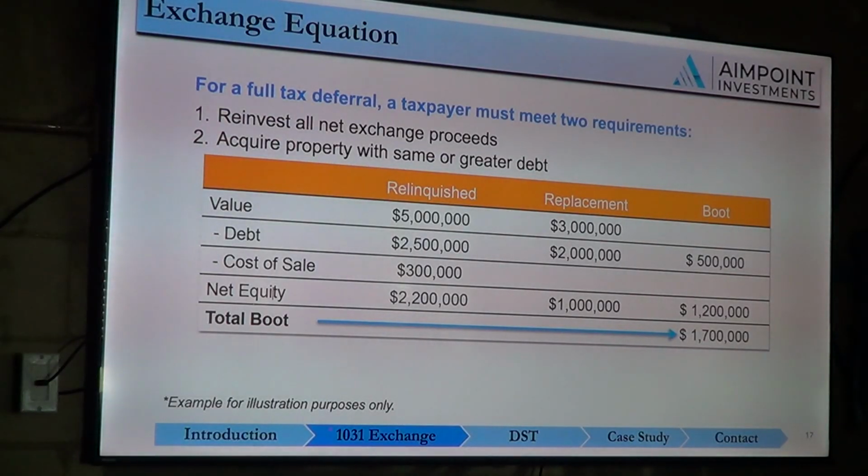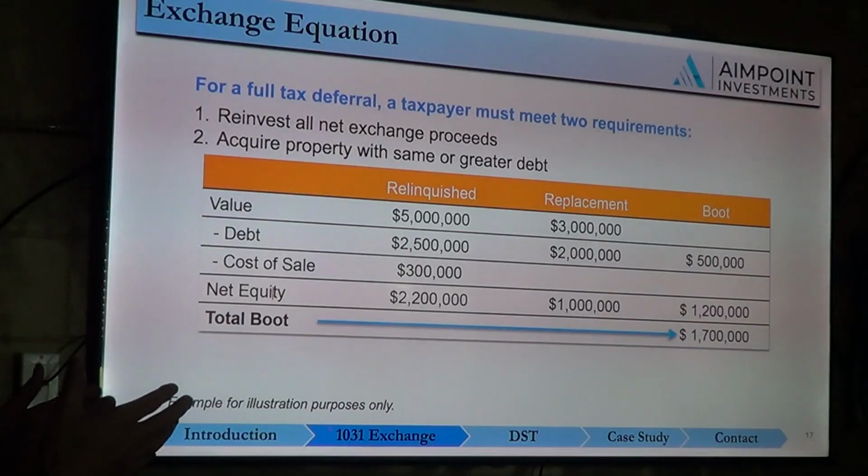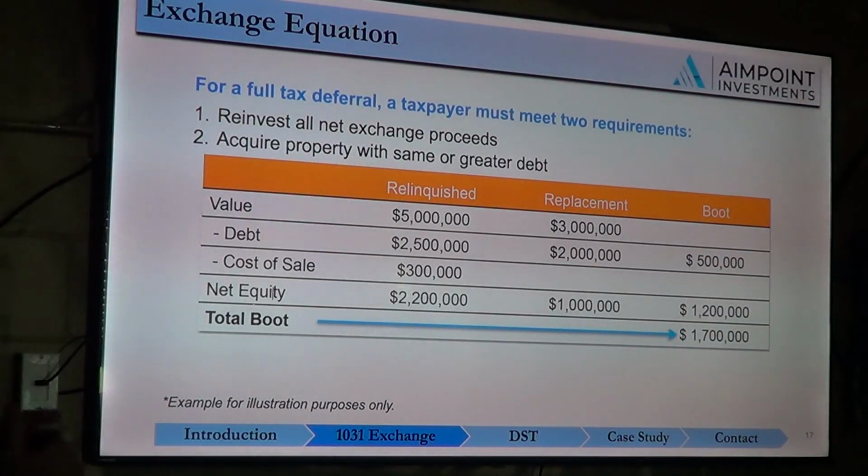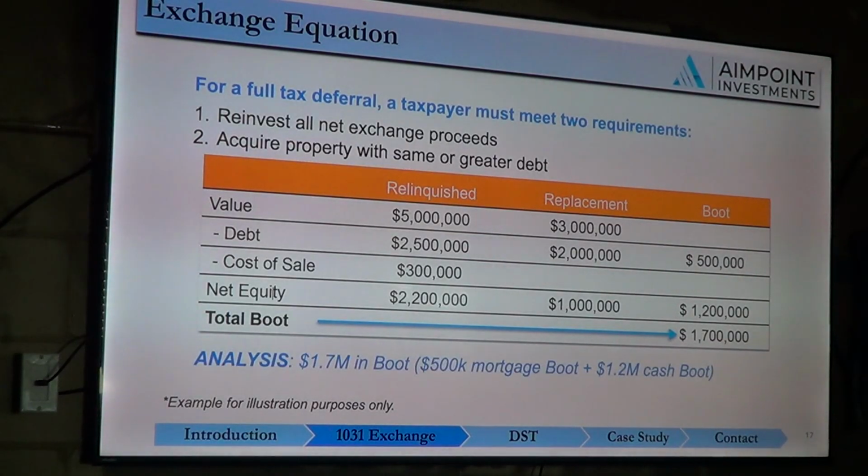deferral. So in this case, we sold the same asset, we have the same 2.2 million in net proceeds, but our replacement property was only 3 million. We took on debt of 2 million and reinvested net equity of 1 million. So you can see we've gotten debt forgiveness or mortgage boot of 500,000, and we've also gotten 1.2 million, excuse me, of cash that we extracted from the exchange because we did not reinvest it. So we're going to be taxed on $1.7 million in most cases in this exchange.